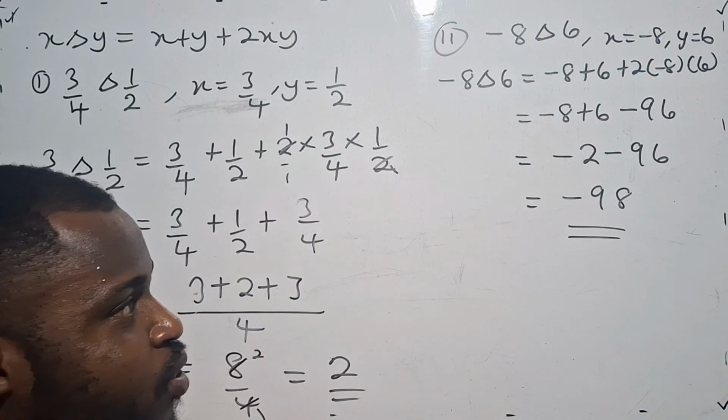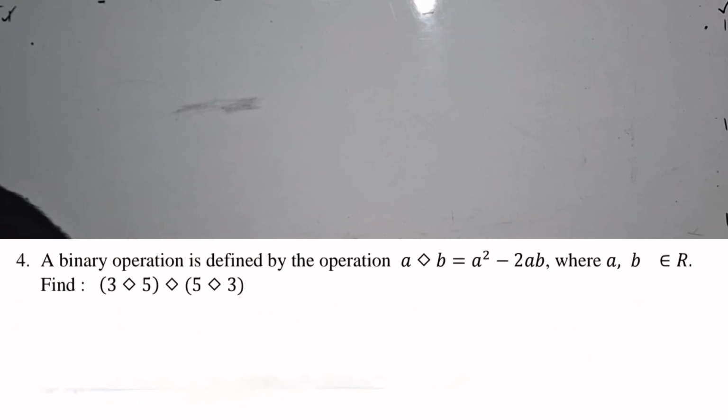Let's solve another question on this. Another operation is defined by A operation B is equal to a squared minus 2ab, where a and b belong to, that symbol there, it belongs to R, real numbers. Find bracket open 3 operation 5 bracket close, operation bracket open 5 operation 3 bracket close.